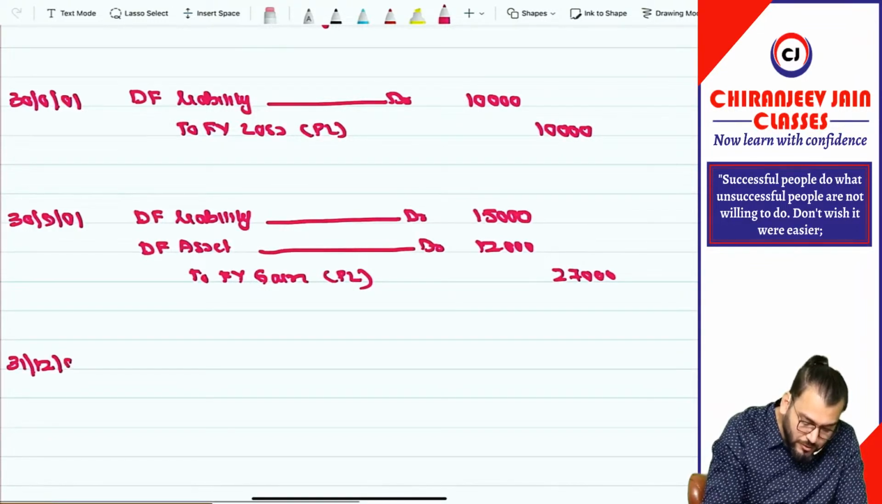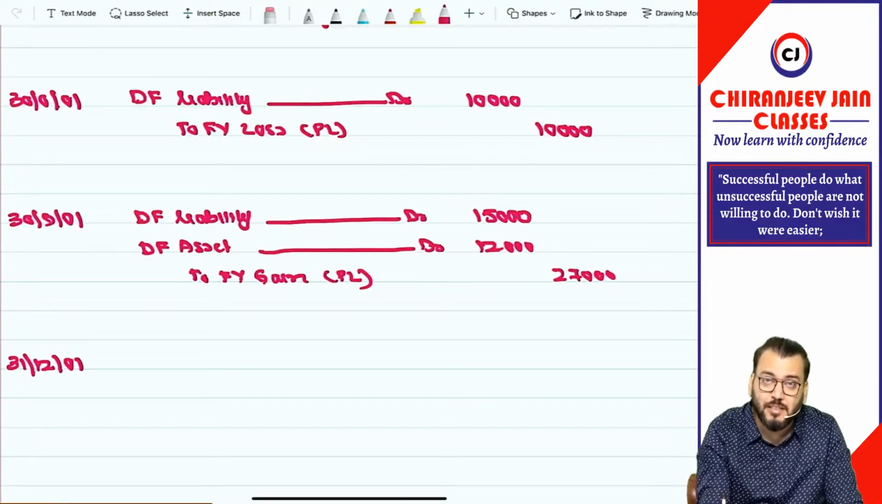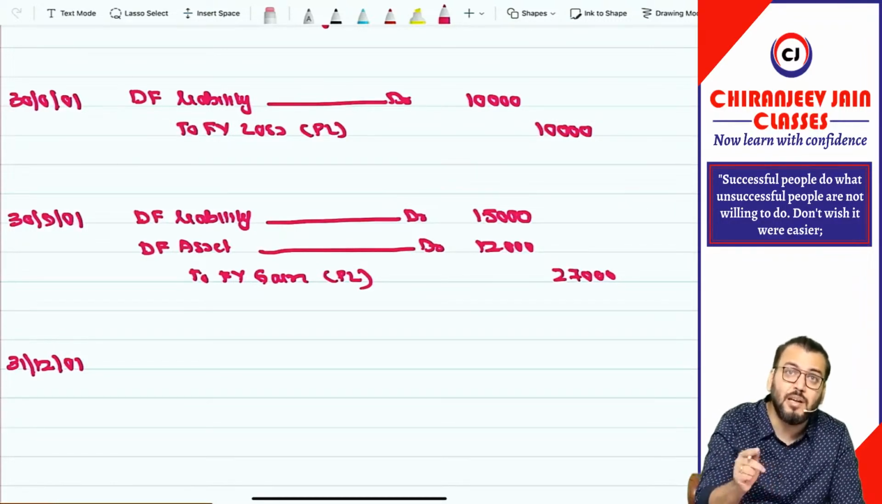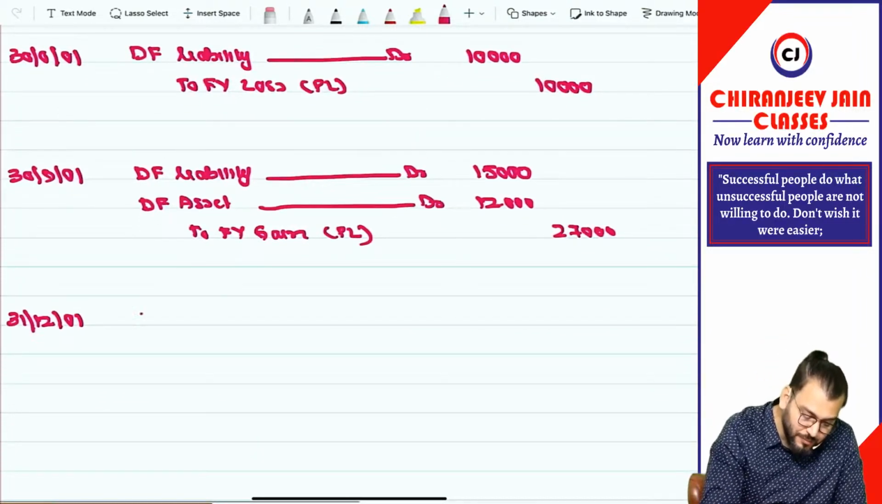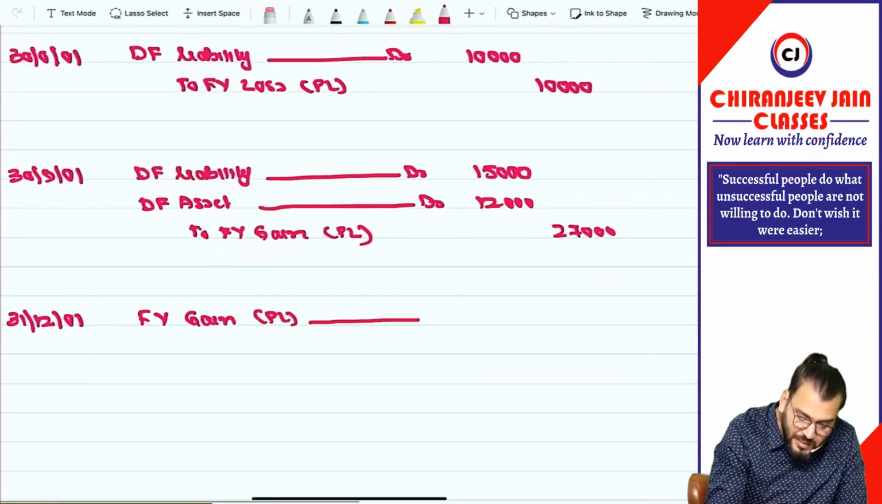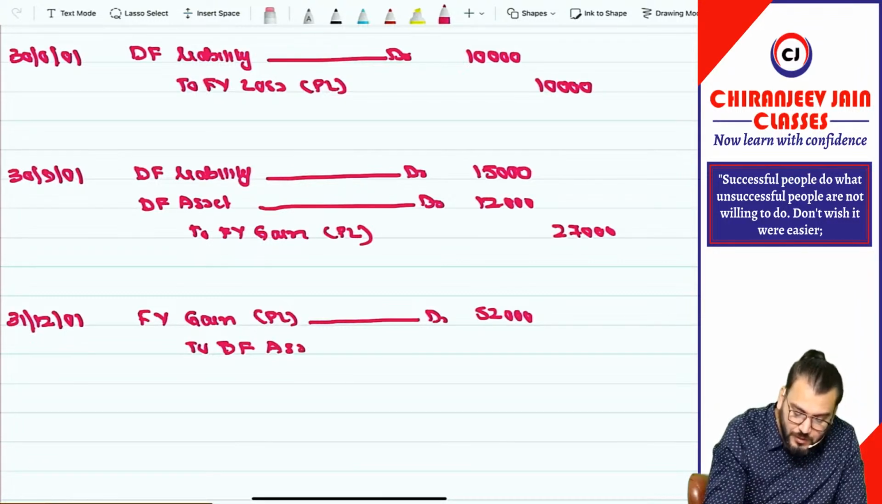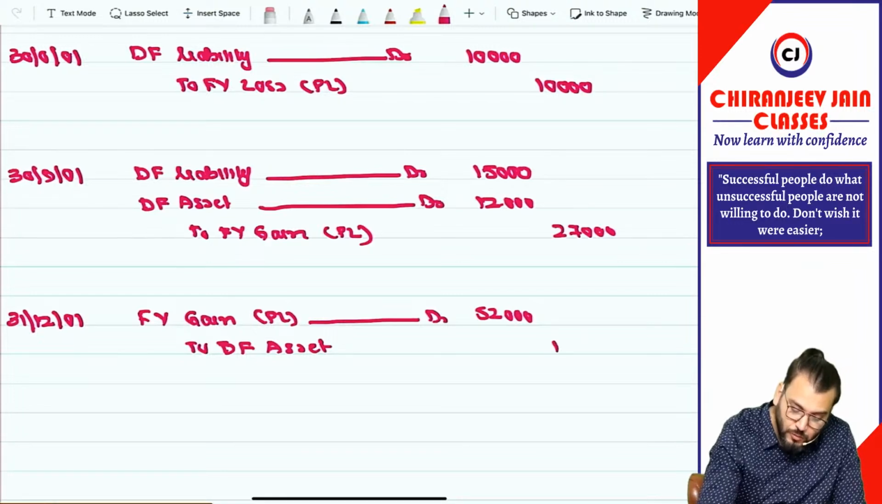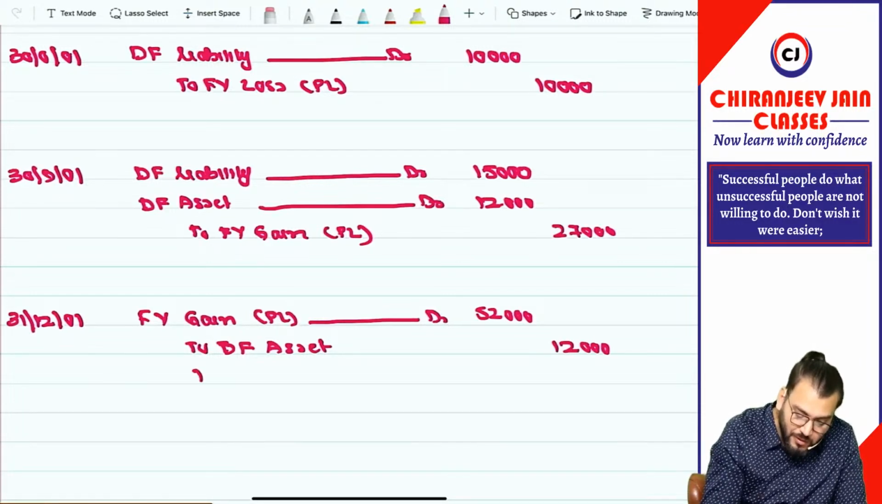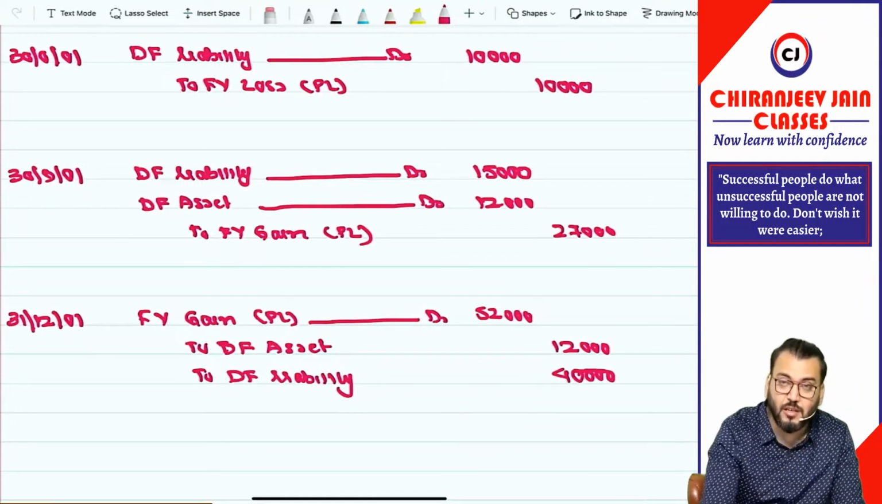Now on 31st December 2001, once again asset becomes liability. So we need to de-recognize the asset and recognize a liability of rupees 40,000. So there is a gain. We will say fair value gain transfer to PL, and gain is 52,000. But we need to de-recognize what? Asset. So we will say to derivative financial asset, how much? It is 12,000. De-recognize. I will recognize what? Derivative financial liability, how much? It is 40,000. So now there is an obligation to pay 40,000 on the settlement date.